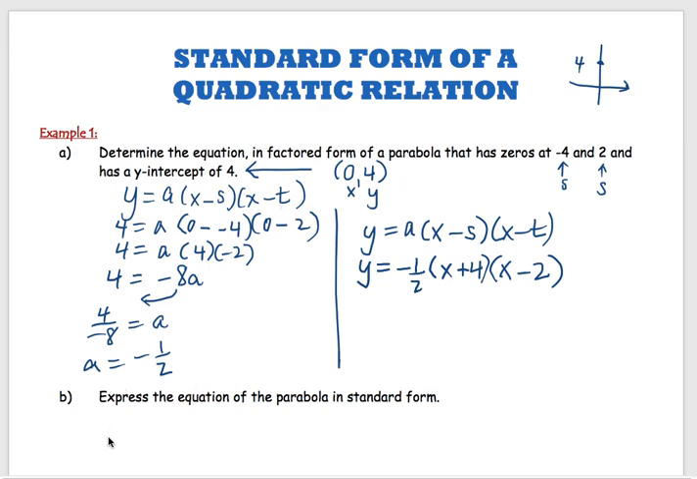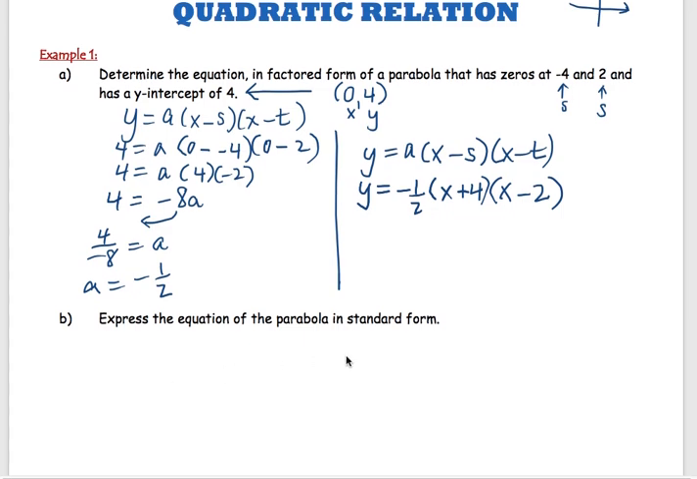All right, there's a part B now. I want you to write this in standard form. Standard form has this form here. There's an x squared, there's a b term, and then there's a c term. The main thing here is there's no brackets and so forth. So what you want to do with this factored form that you just created is FOIL out, multiply all this out, expand it out, and you will get to the standard form. Okay, so let's do that here.